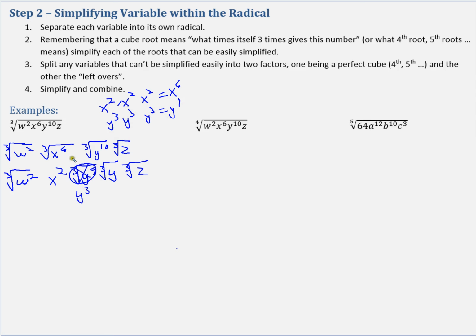So now that we're here, we simplified, and now we're going to combine. So we put things that aren't in the cube root outside. So we have an x squared and a y cubed. And then left inside the cubed root is a w squared, a y, and a z.